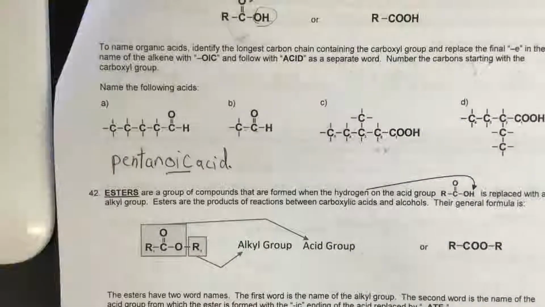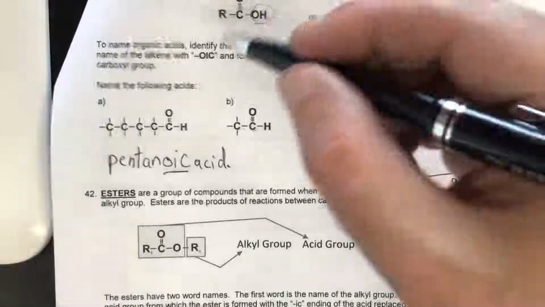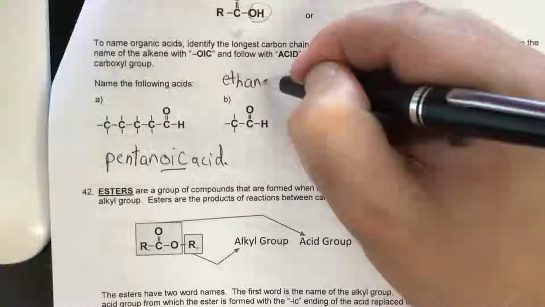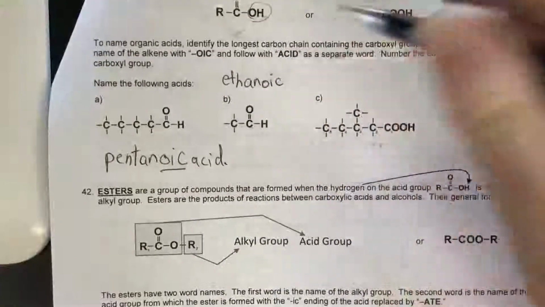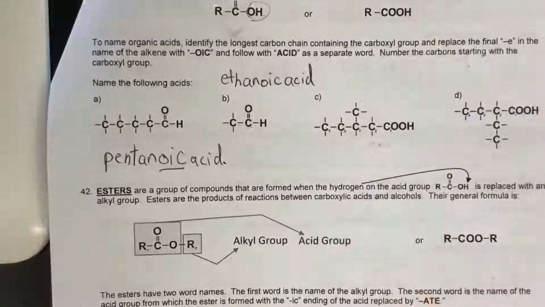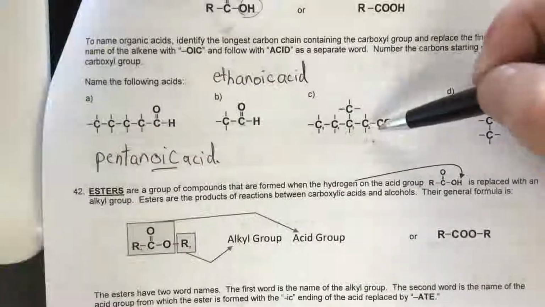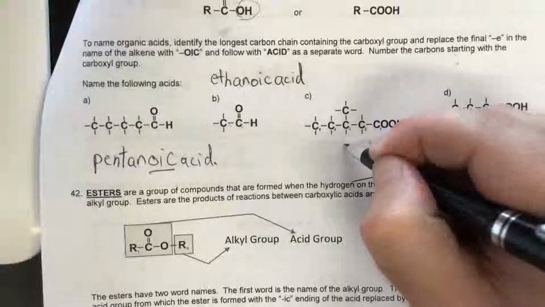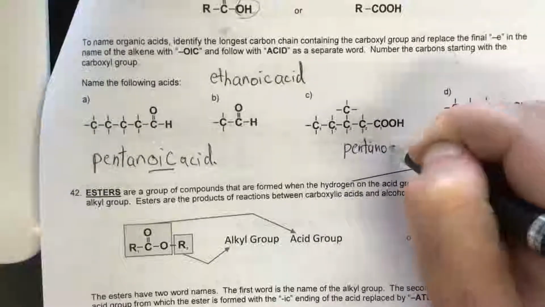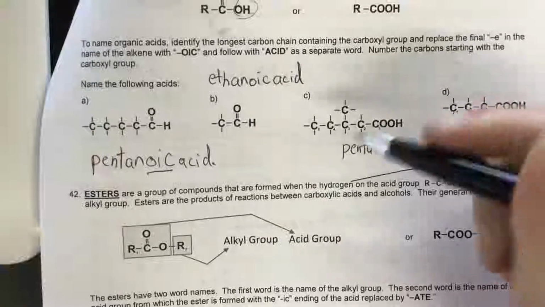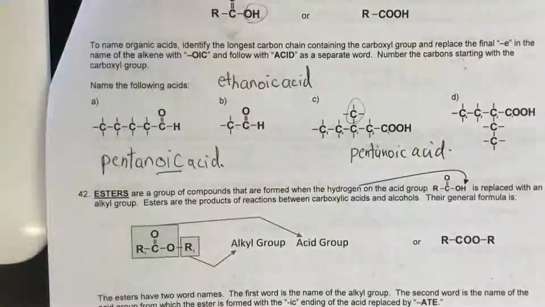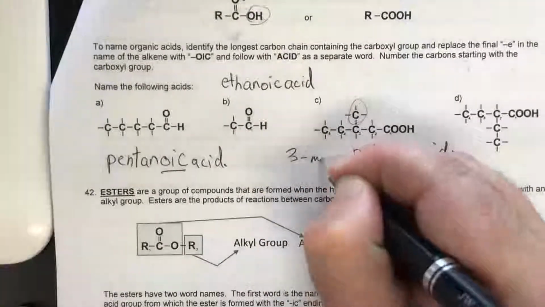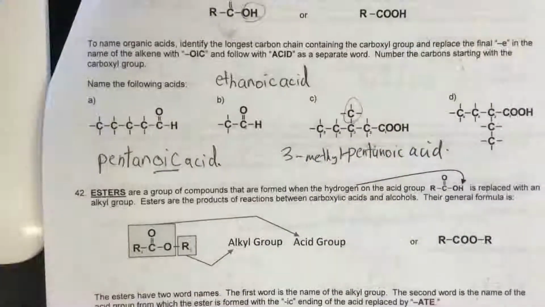The next one, count the carbons starting from the carboxyl group. So that's 2 carbons. That has the root name of eth, and then drop the E, add OIC: ethanoic acid. Okay, this one has 5 carbons, so it's like pentanoic acid, but we've got an attached methyl group on carbon number 3, so this becomes 3-methylpentanoic acid.